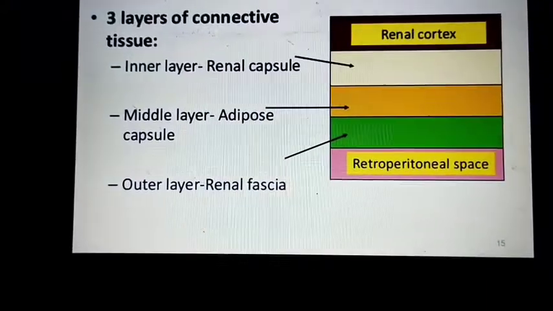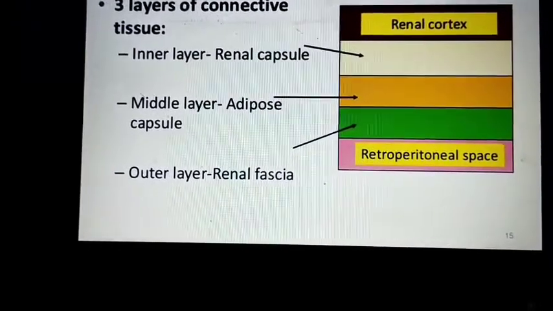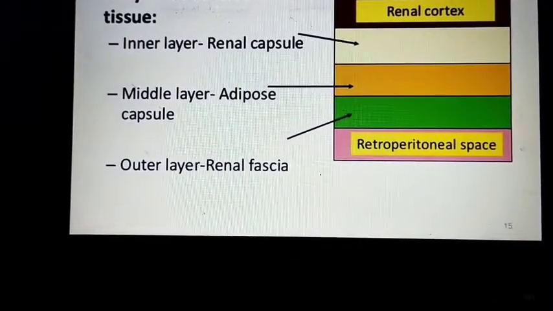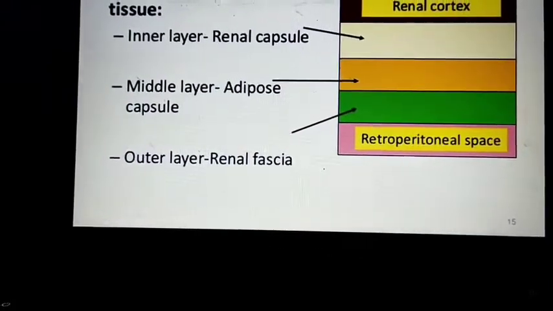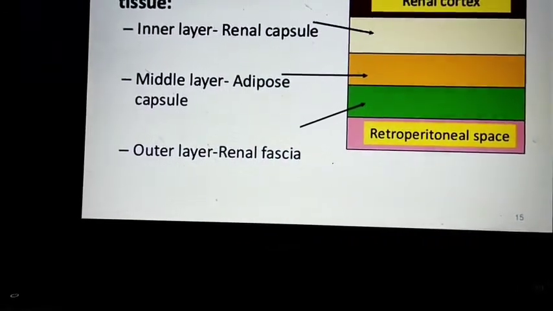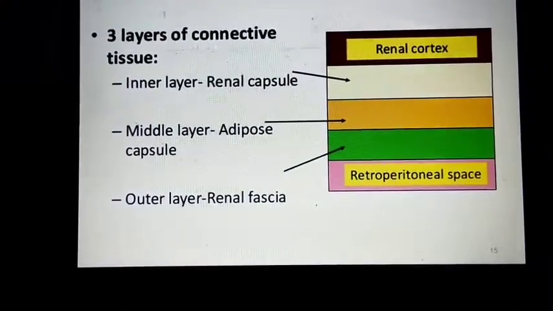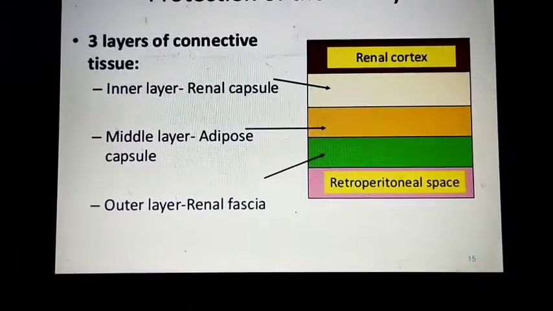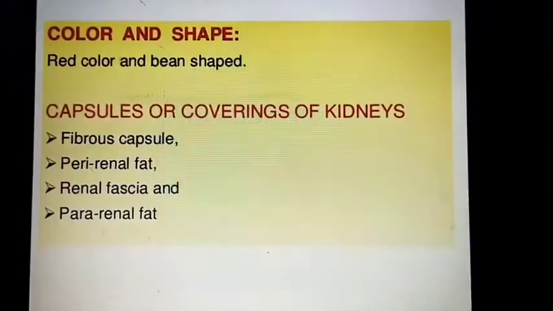Mainly it is divided into three layers. One is the renal capsule; just above the renal capsule there is fat. There are two types of fat: the middle layer adipose tissue and capsule. Another one is fascia, the fascia of Gerota, and the outer one is pararenal fat or extrarenal fat, or retroperitoneal space. Like that, the protections of a kidney are there. You can see it in the next slide.